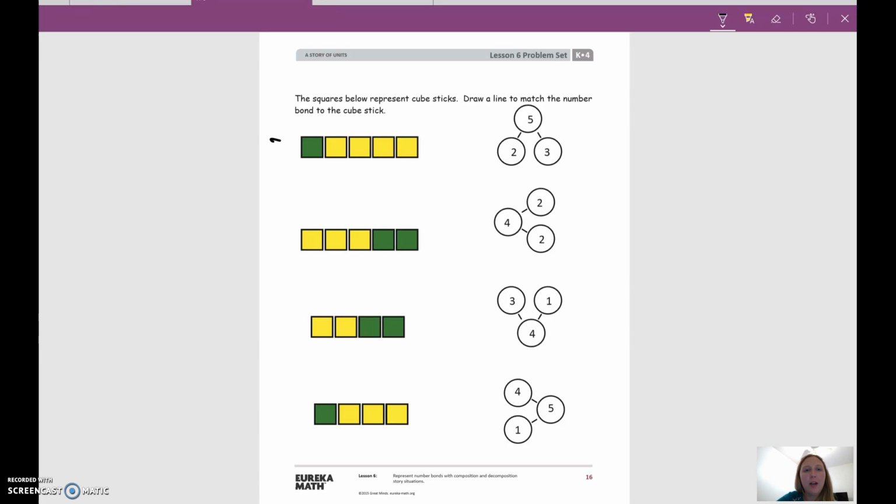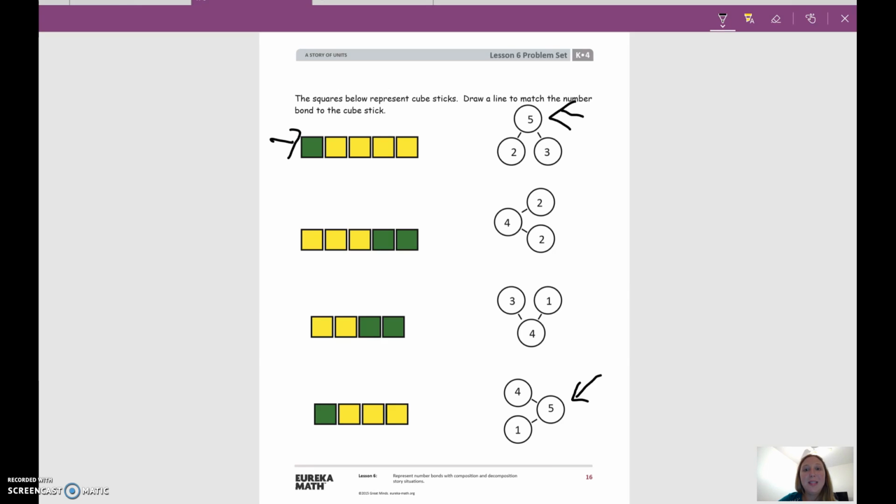Let's look at the first one right here. I see 1, 2, 3, 4, 5 cubes. And there's two kinds of colors. There's green cubes and yellow cubes. So I need to find a number bond that shows this combination. Well, that means there's going to have to be 5 in the hole. Which ones have 5 in the hole? This one has a 5 in the hole. Does this one? No. Here's the hole. Does that one? No. This one does too.